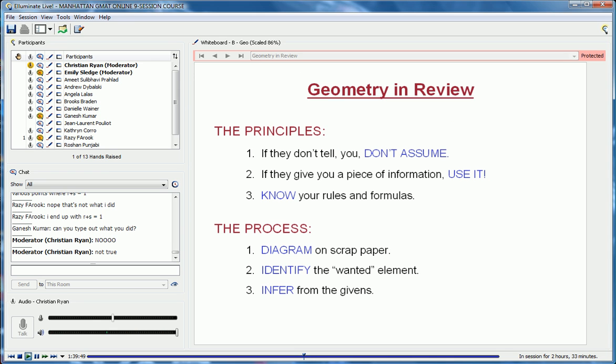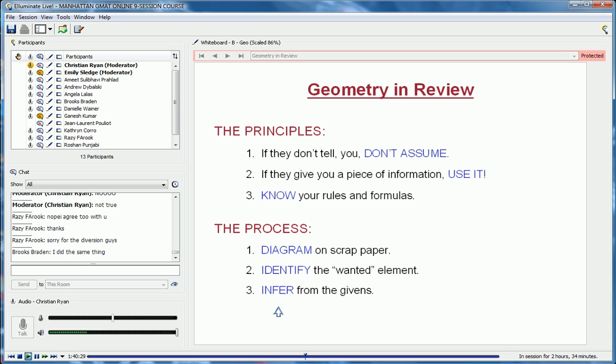So let me just quickly say, in review, remember, don't assume anything. Make sure you use all the information. Know your rules. In the process, diagram. No worries, Razi. Others were asking similar questions, and I'll follow up afterwards. Make sure that you identify that wanted element and infer from the givens. As we just saw, geometry problems are often algebra problems in disguise. They use geometry as a way to disguise algebra, so work your way through that.